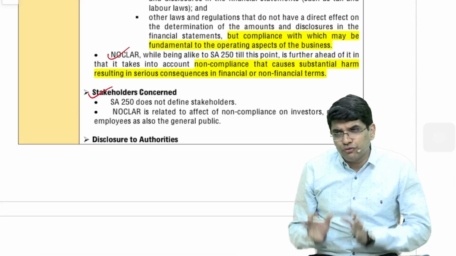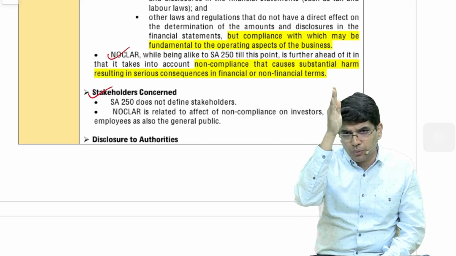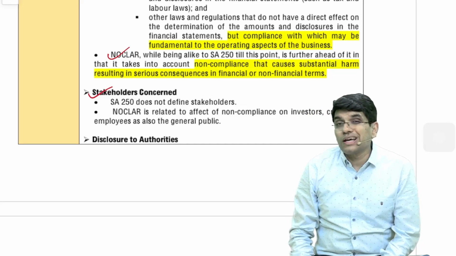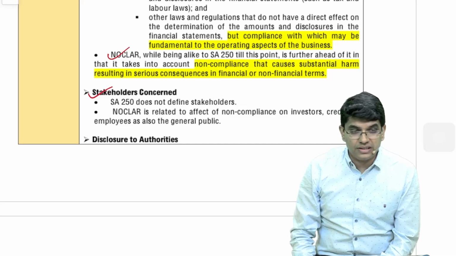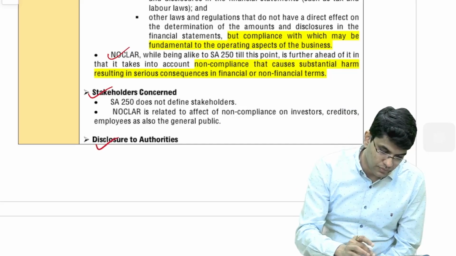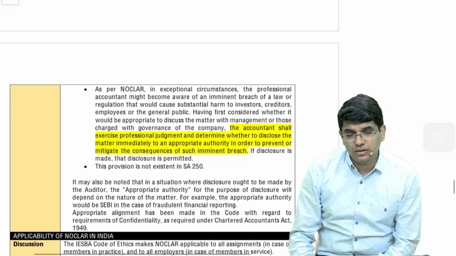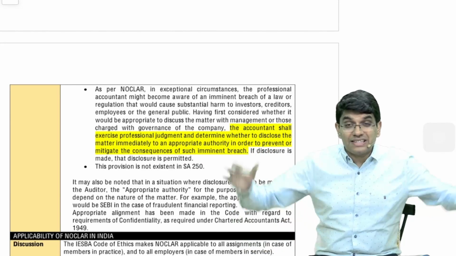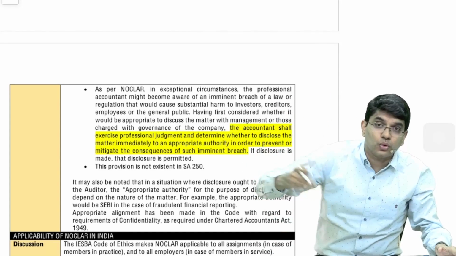SA 250 simply says to auditor, focus on financial statement. Whether financial statement is showing true and fair view, whether proper accounting is done. NOCLAR says that consider effect on all the stakeholders, whether it is government, whether it is investor, whether it is creditor, whether it is employee, everyone. Disclosure to authorities. Now, this is where there's a drastic change. It says that if you come across a very big non-compliance, directly go to the authorities and tell them about it, unless there is a law which stops you from doing it.